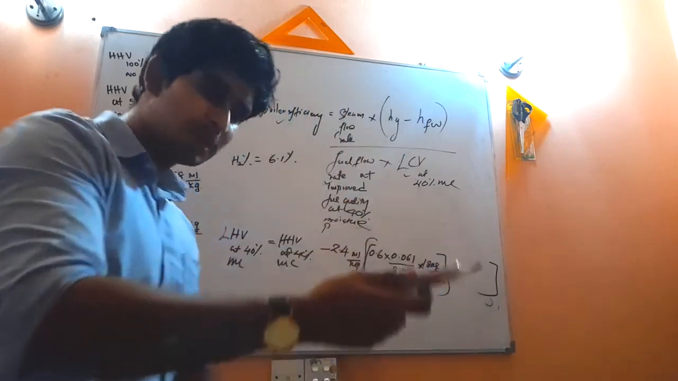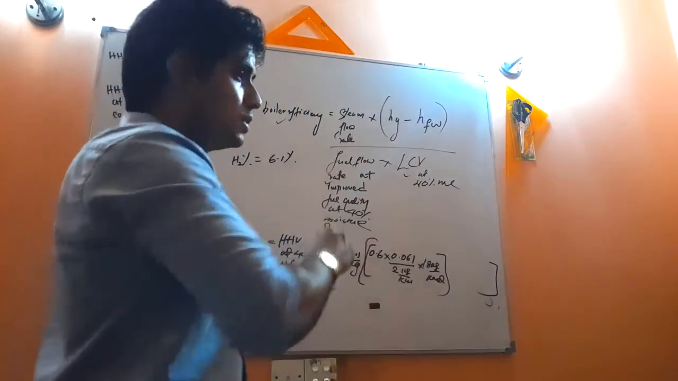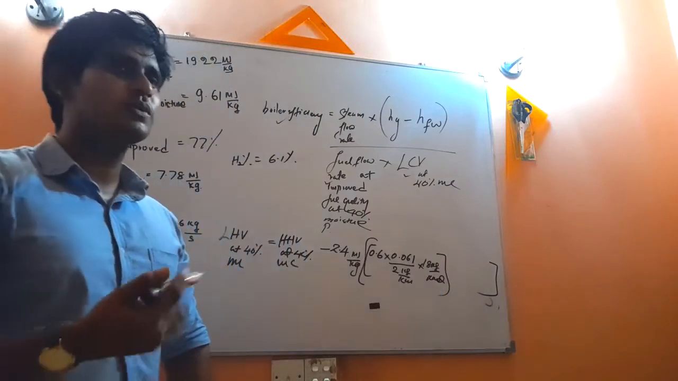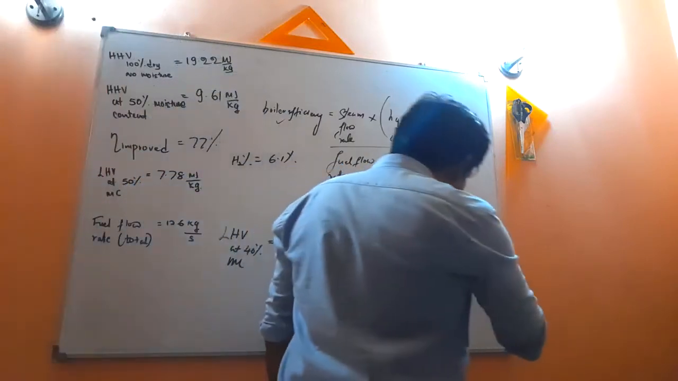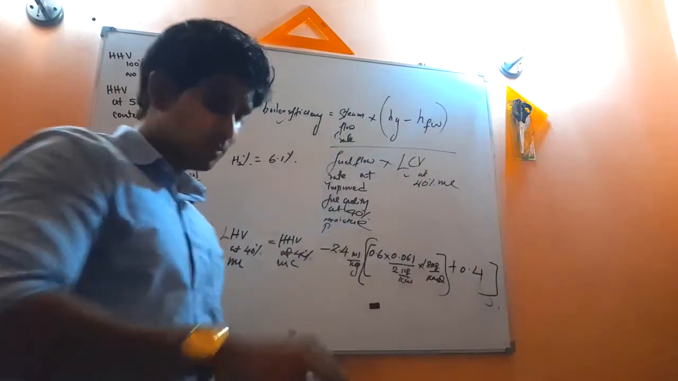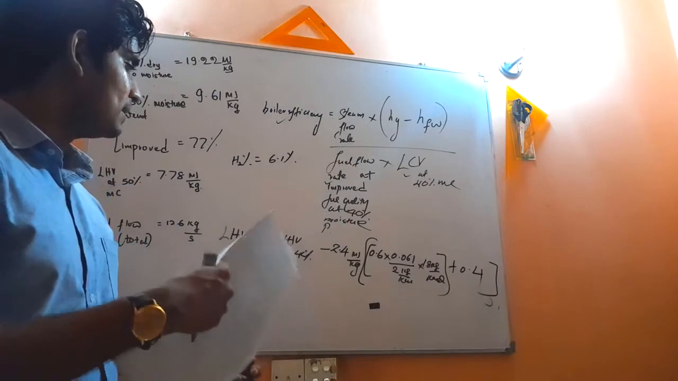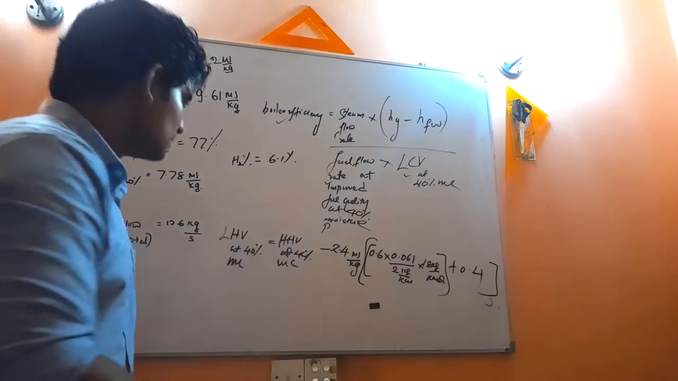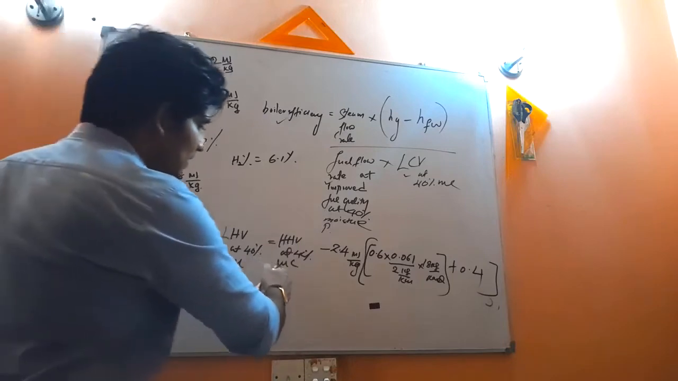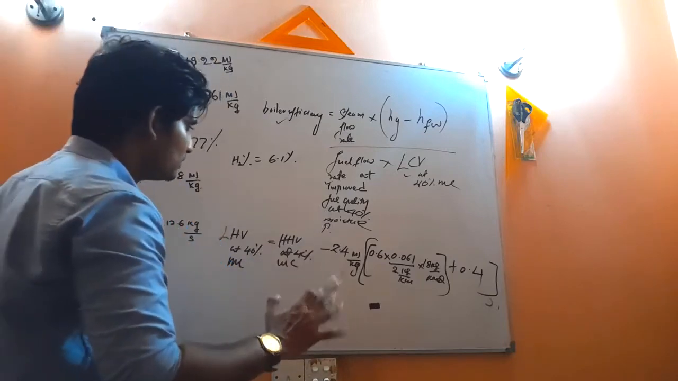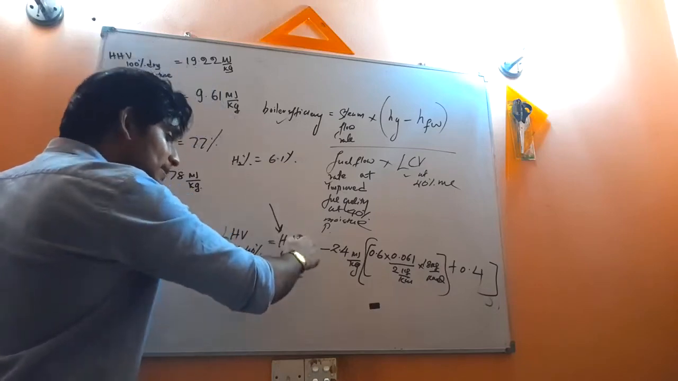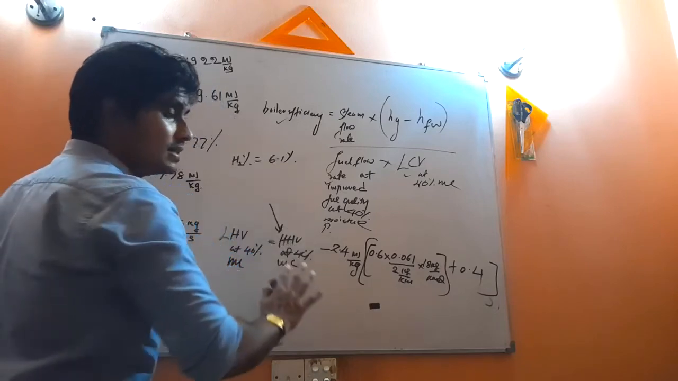So what is the next part? That means in that fuel 40% of the content is water, so 40% means simply 0.4. Then what are the other values? We have to find this one, the higher heating value at 40% moisture content. Okay, I will teach you how to find that. Let's put some arrow. Higher heating value at 40% moisture content.